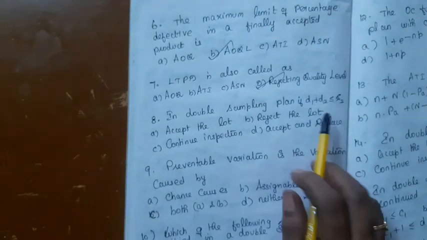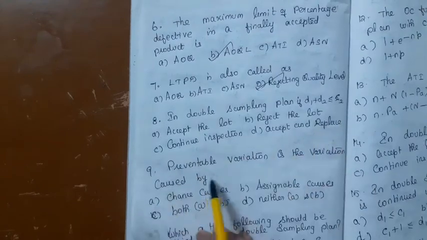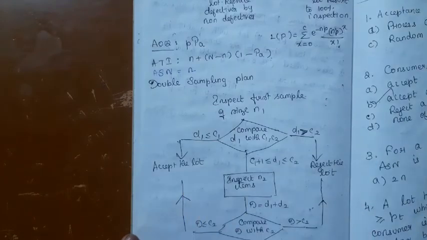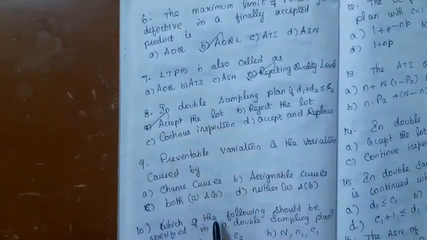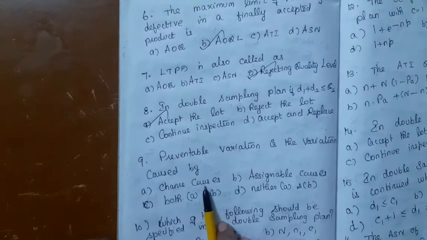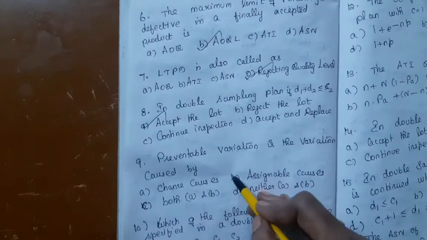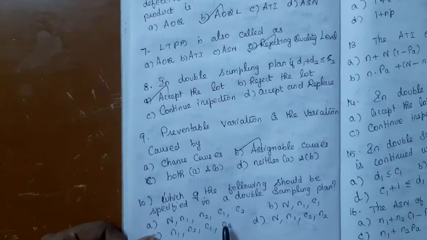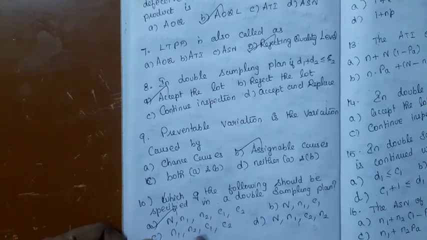In double sampling plan, if D1 plus D2 is less than or equal to C2, you are accepting the lot. Preventable variation is a variation caused by chance causes. No, chance cause you cannot prevent. Assignable cause you can prevent. Which of the following should be specified in a double sampling plan? You should know the lot size, sample size of the first sample, sample size of the second sample, and the acceptance number for the first and second samples. So this is the right answer.